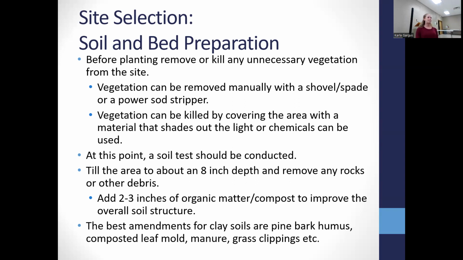What I tend to do is, if I'm doing a new bed and there's grass I want to get rid of, spray Roundup, because it'll go into the roots. Then I dig it up and I feel more confident that I've gotten it all away.